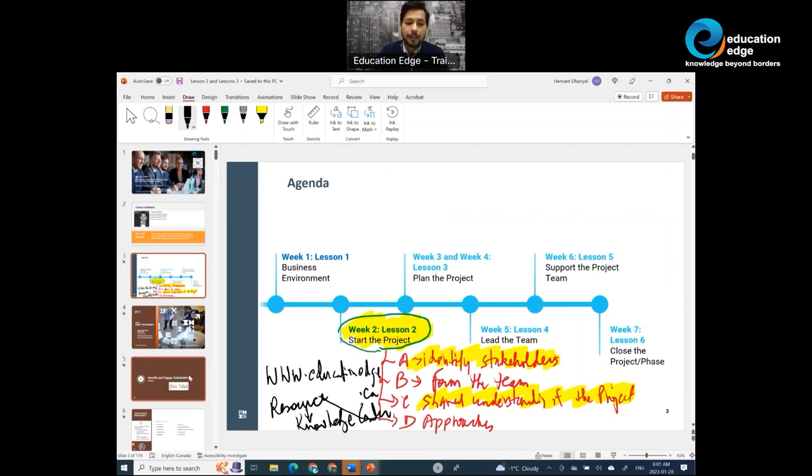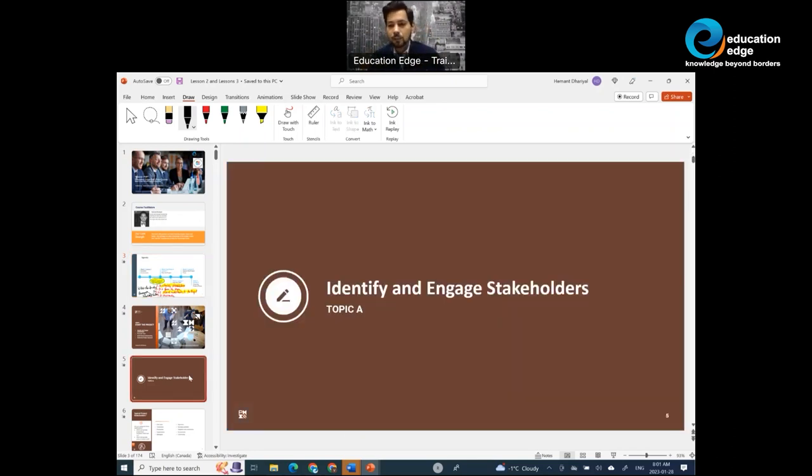Topic A, identify stakeholders, right? Identification of stakeholders and starting to engage them. Now, when PMI speaks about identification of stakeholders, they are not just talking about documenting the name, the role, the department, and the responsibility of the stakeholders. They also want us to further analyze our stakeholders.